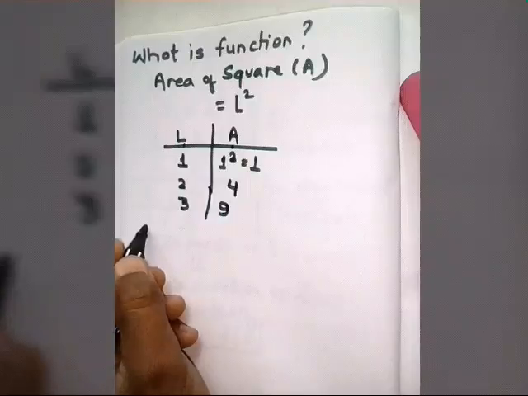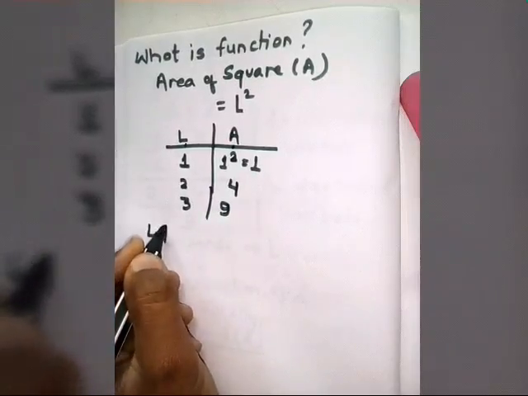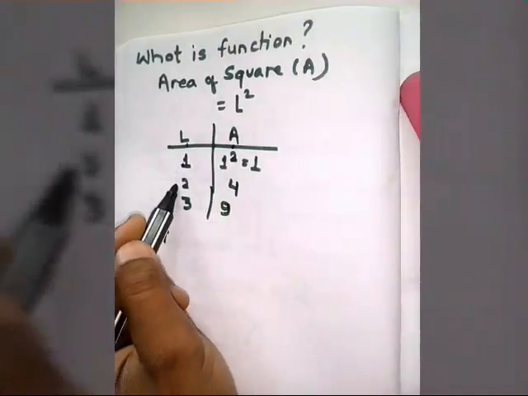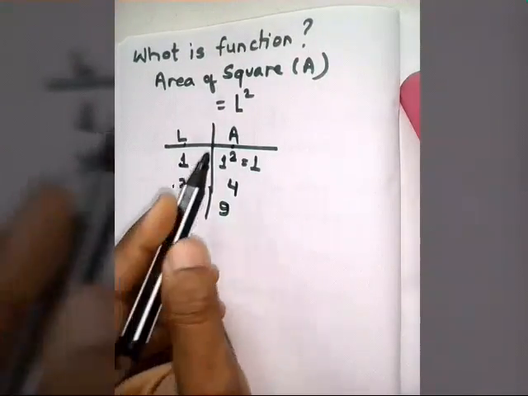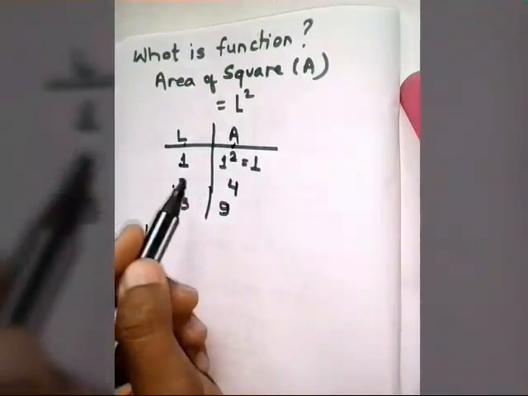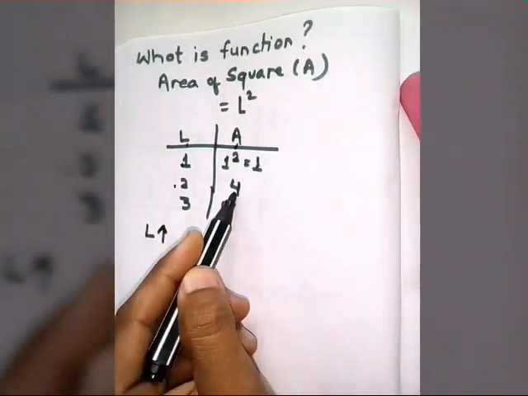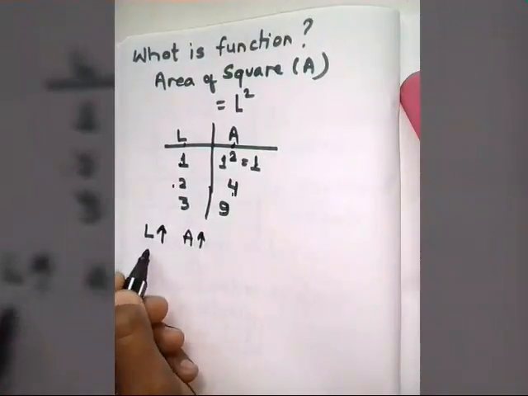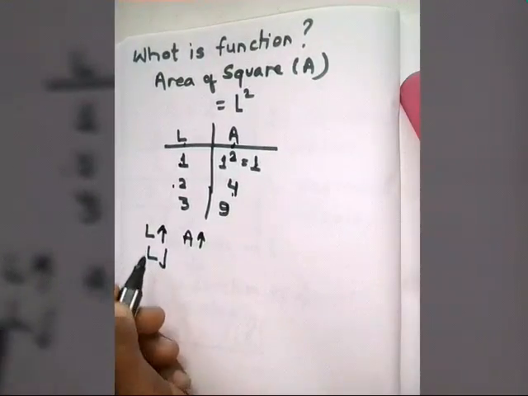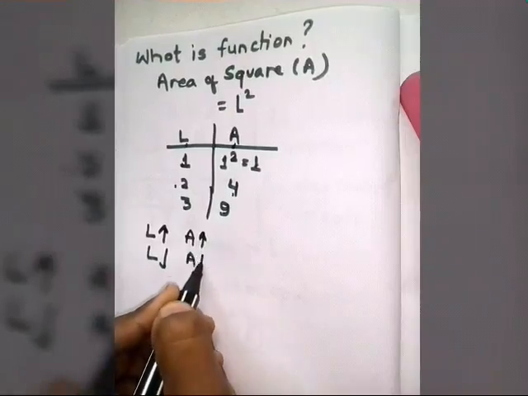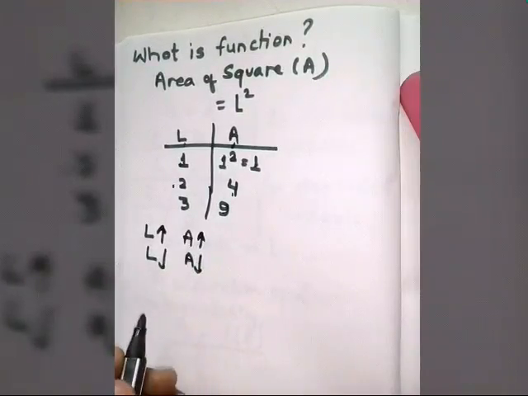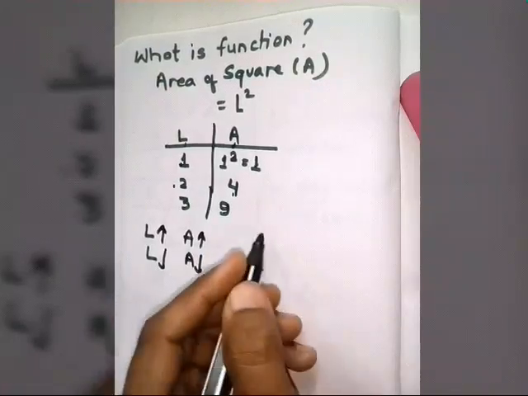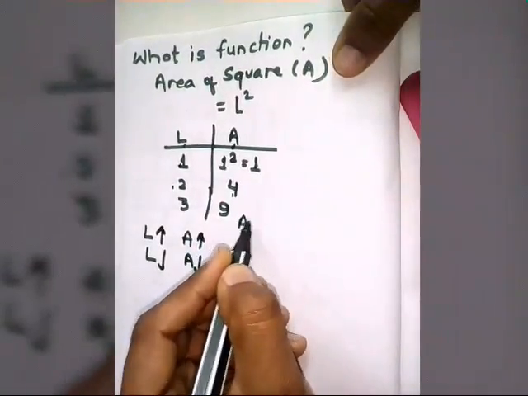Okay, if we increase L, if the value of L is increased, we can see that we have increased the value from 1 to 2, and when we do that, the value of A has also increased. It has increased from 1 to 4. So when L increases, A also increases. Or when we decrease the L, A also gets decreased. That means A depends on L. Okay, so I can write this here: A depends on L.